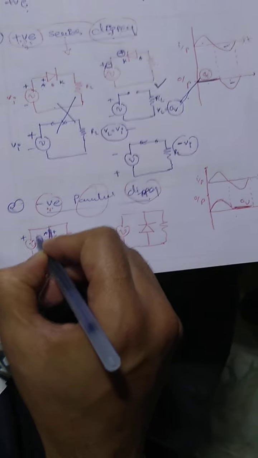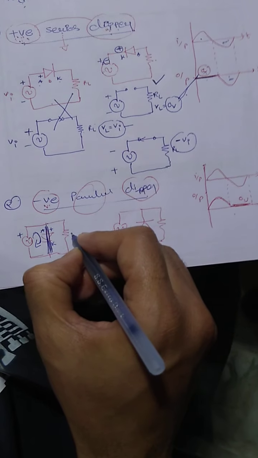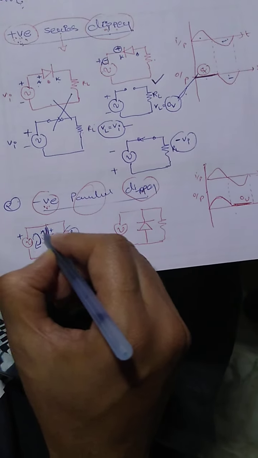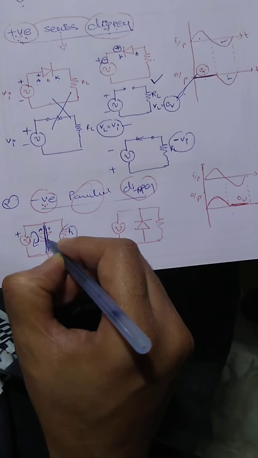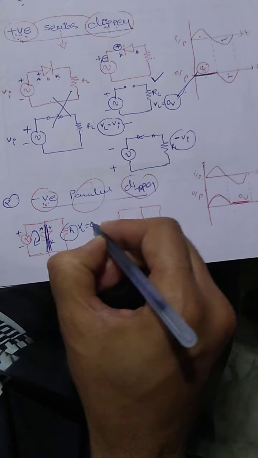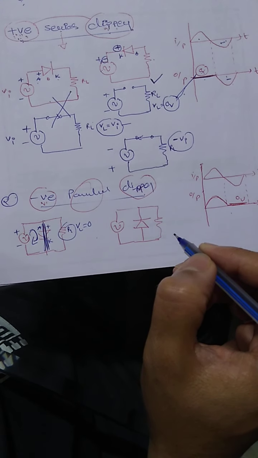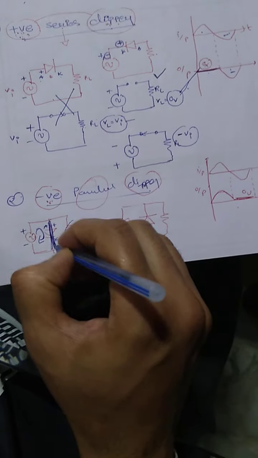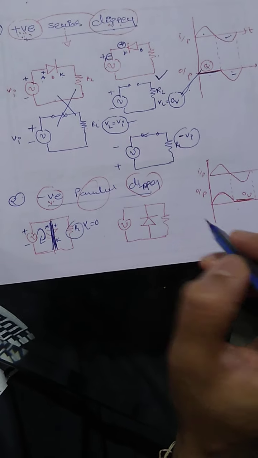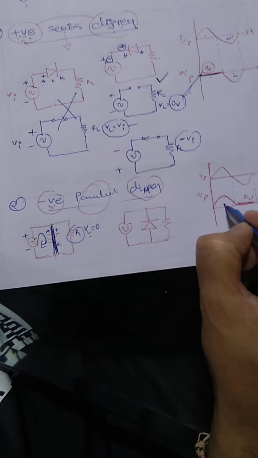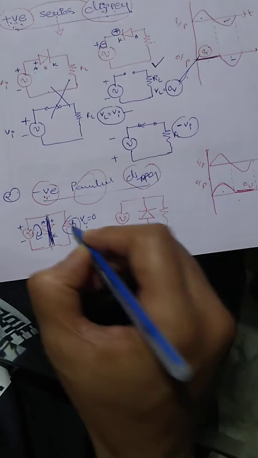So current will flow in this loop only. So there is no voltage across RL, because the current goes from the plus terminal through the diode to the minus terminal. This cycle will be repeated. So VL is equal to 0, because this part is short. So VL is equal to 0. Here VL is equal to input. So the diagram is not correct.